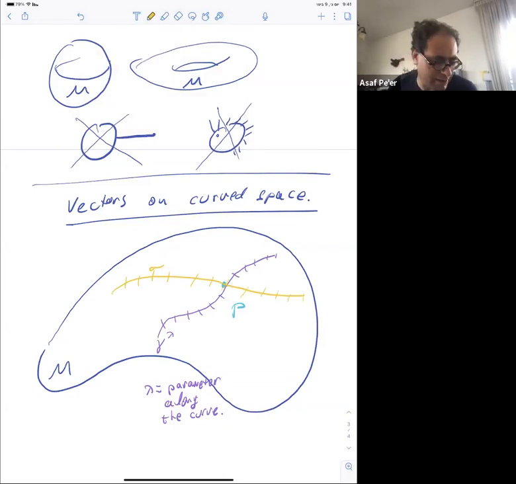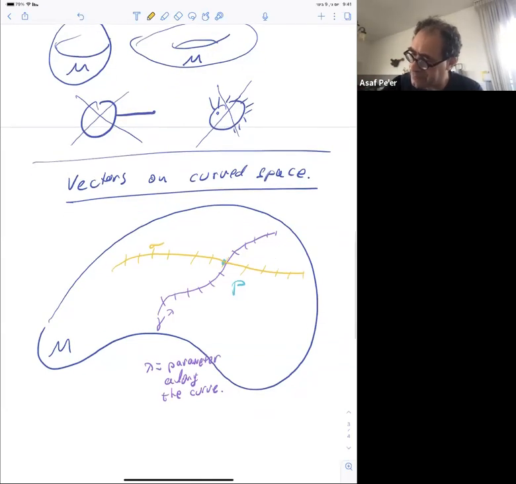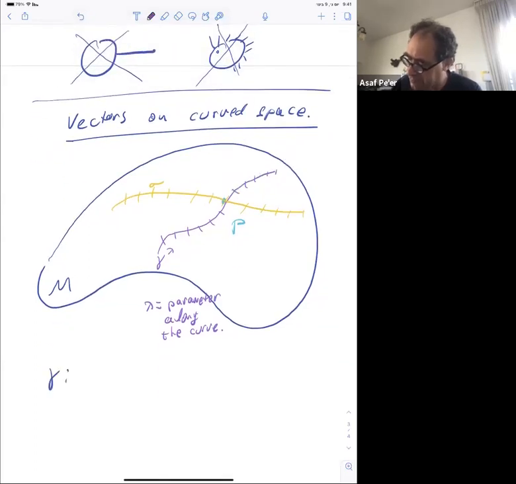Now, if you think of it for a second from a mathematical point of view, a parameterized curve defines a map from R to M. So gamma defines a map from R to M. R is just a number, lambda, via this lambda parameter. Lambda equal to 0 means that I'm at this point here.